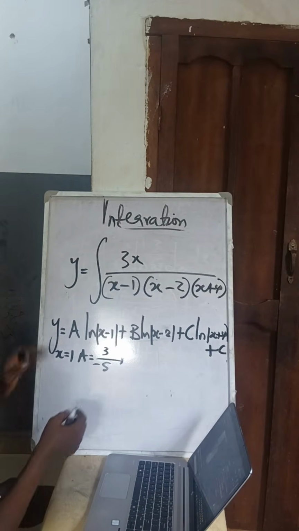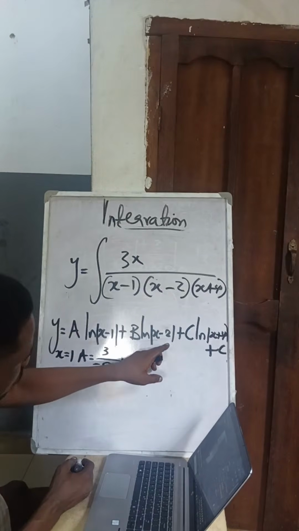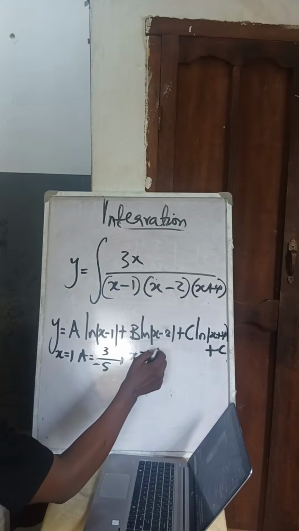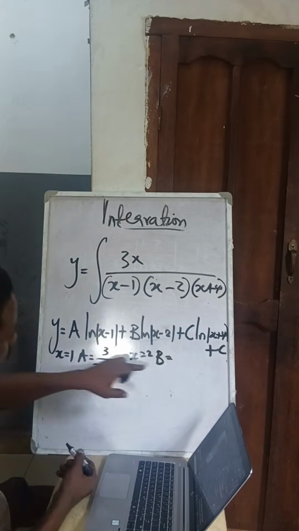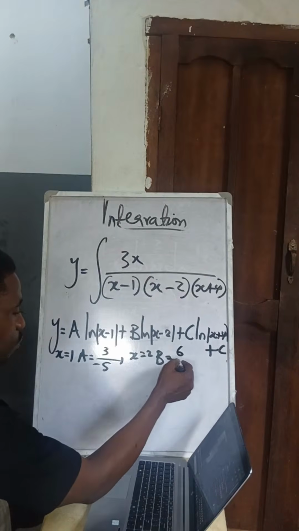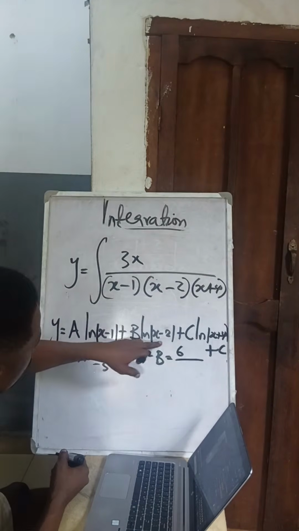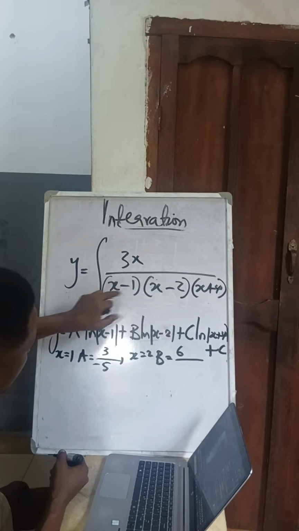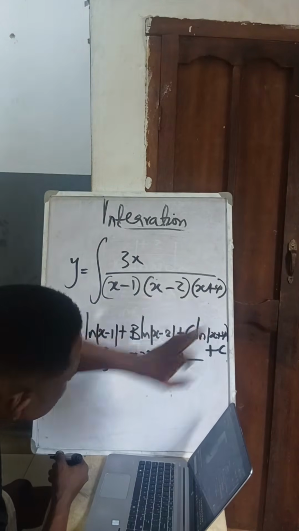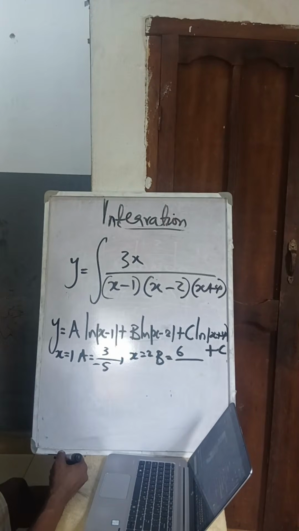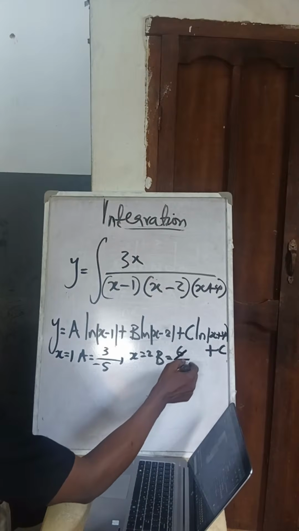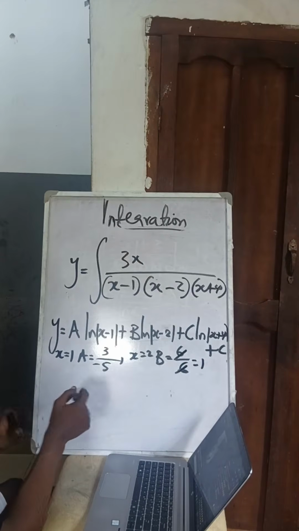Then I will go for B. B is x minus 2, so x equal to 2. So now here is x equal to 2 for B. I will now say B is equal to what? Numerator 3 times 2 is 6, over, now 2 minus 1 is 1, 2 plus 4 is 6, 6 times 1 is 6. Have you seen that 6 cancel 6 will give us 1? Are you following?